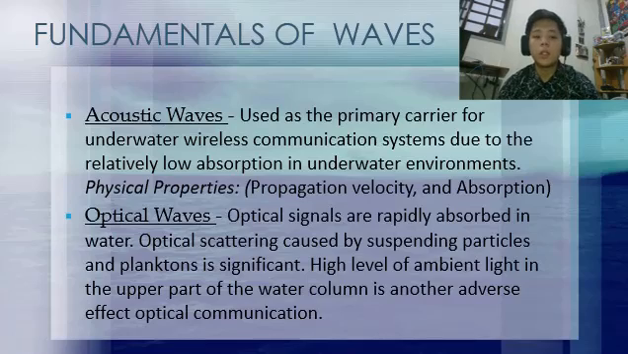So here, this is the fundamentals of waves. We have two kinds of waves: acoustic waves and optical waves. Acoustic waves are used as the primary carrier for underwater wireless communication systems due to the relatively low absorption in underwater environments, and the physical properties of acoustic waves are propagation, velocity, and absorption.